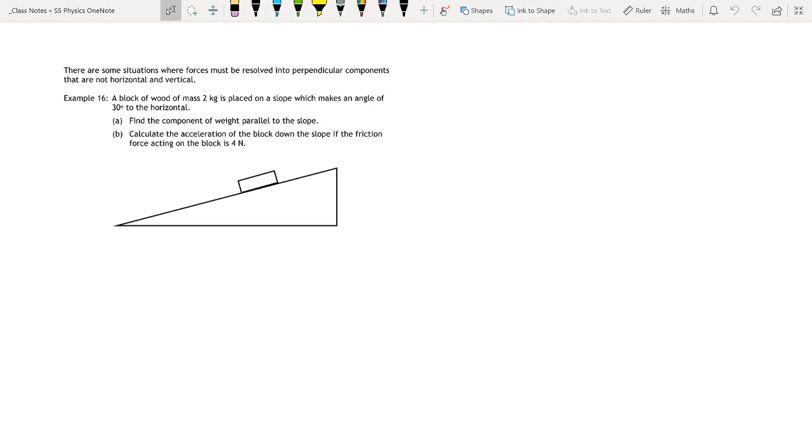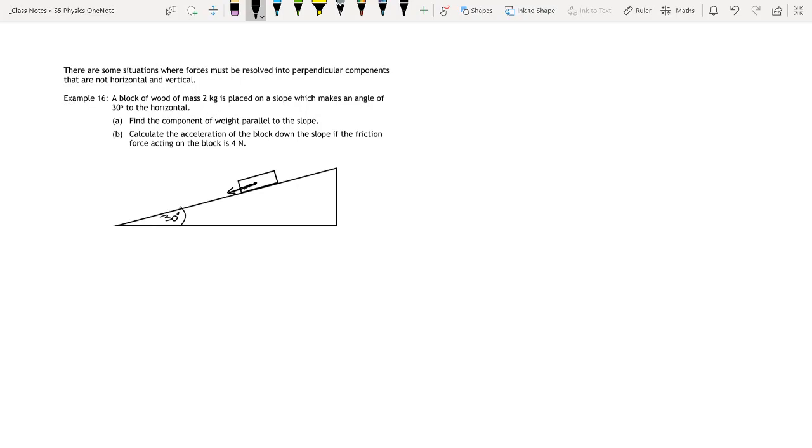So we've got a block of wood, mass 2 kilograms, placed on a slope which makes an angle of 30 degrees to the horizontal. So that means that angle there is 30 degrees. First of all, part A, find the component of weight parallel to the slope. So basically what we want is this component of weight. What do we know?